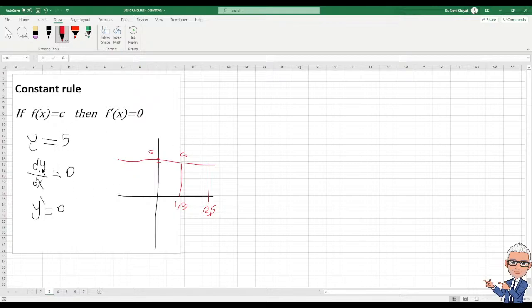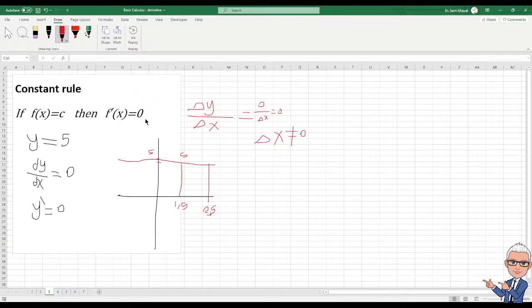And then we said the derivative is dy over dx, the slope, delta y over delta x. Delta y here is always 0 because 5 minus 5 is 0. And then 0 divided by any real number except 0, of course, will give you 0. But with the condition that delta x should not be 0, of course.